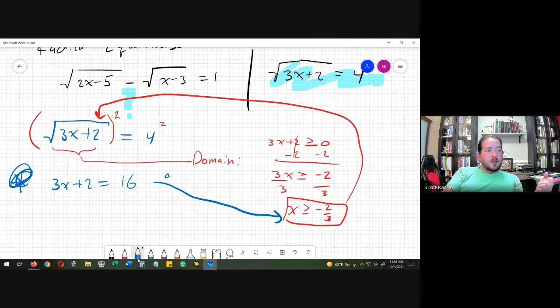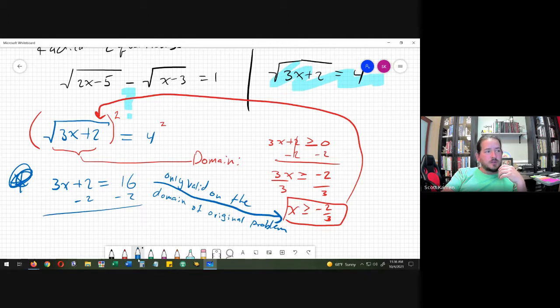So only valid on the domain of the original problem. Right? So we would say this is a representation of the original equation limited to x being greater than or equal to negative 2/3. And then we can solve this.